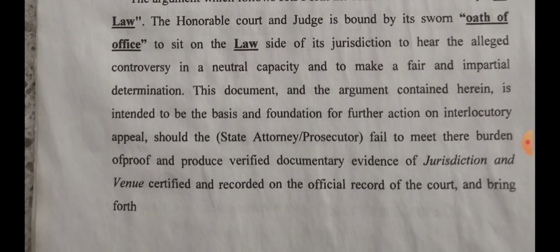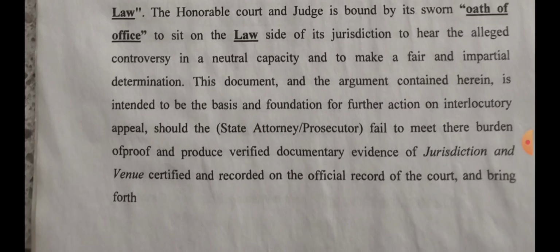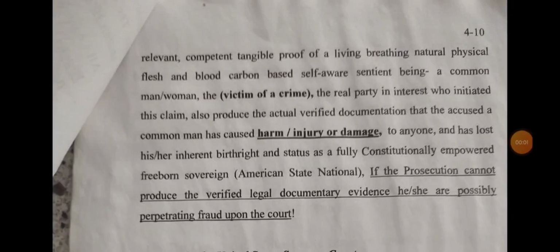appeal, should the state attorney prosecutor fail to meet their burden of proof and produce verified documentary evidence of jurisdiction and venue, certified and recorded on the official record of the court, and bring forth relevant, competent, tangible proof of a living, breathing, natural physical flesh and blood, carbon-based, self-aware, sentient being, a common man or woman, the victim of a crime, the real party in interest who initiated this claim, and also produce the actual verified documentation that the accused, a common man, has caused harm or injury or damage to anyone and has lost his inherent birthright and status as a fully constitutionally empowered, free-born, sovereign American state national. If the prosecution cannot produce the verified legal documentary evidence, he or she is possibly perpetrating fraud upon the court.